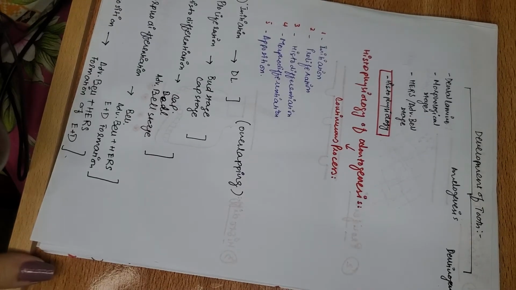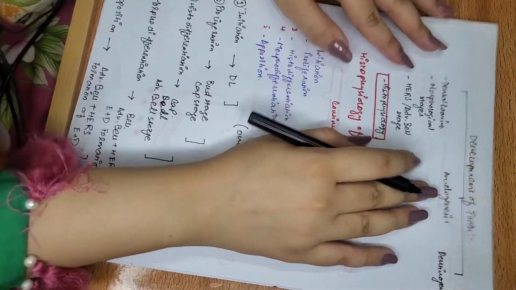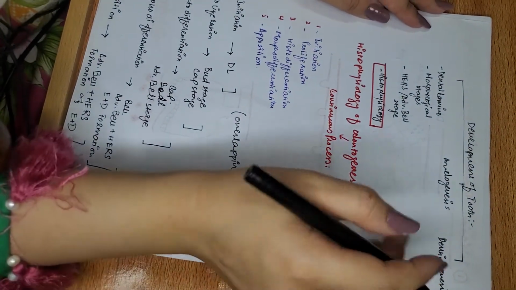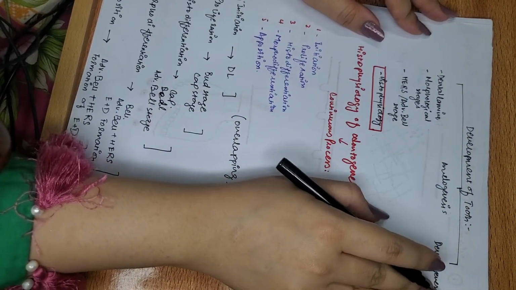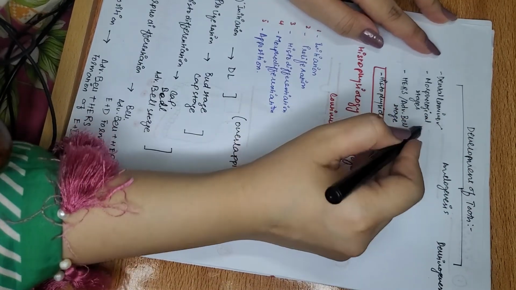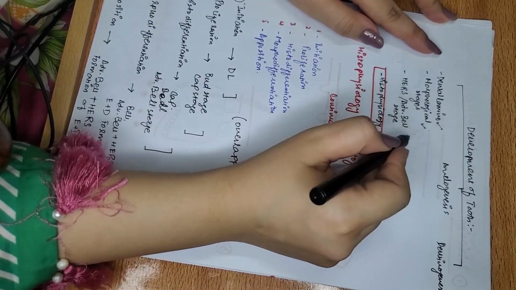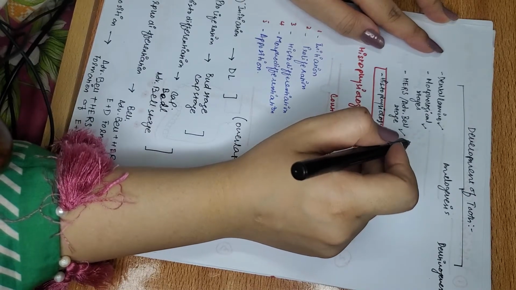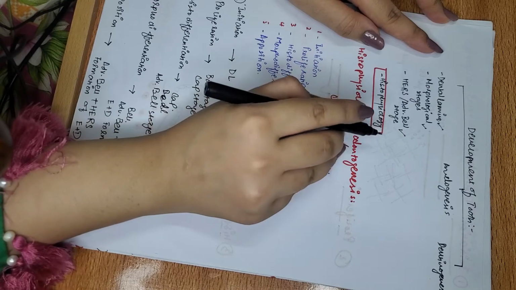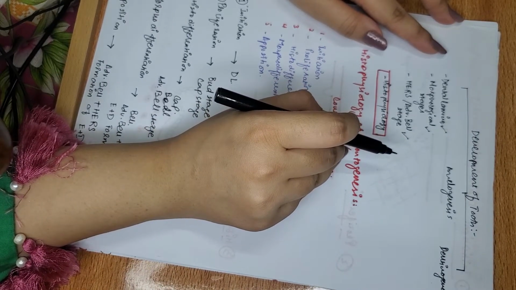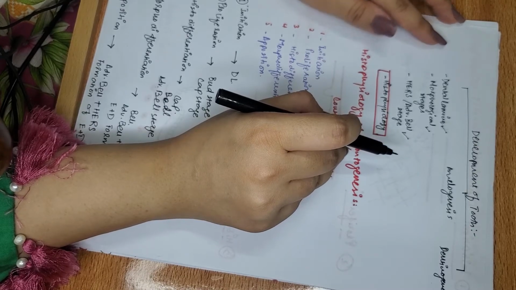Okay, so students, now we are studying the histophysiology of odontogenesis. Till now we have studied tooth development. We are done with the dental lamina, morphological stages, Hertwig's epithelial root sheath, advanced bell stage and root formation. Now we are going to study the histophysiology: histologically, what are the phases in tooth development?